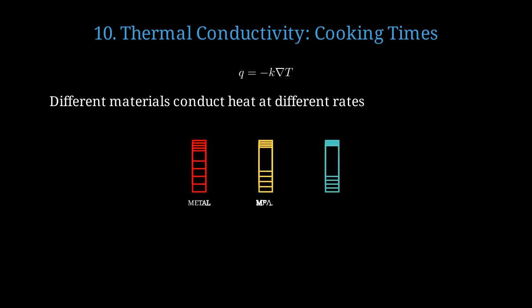Here we see heat conducting through different materials at different rates. Metal is fastest, then water, then meat is slowest. Let's look at some actual thermal conductivity values. Aluminum has a thermal conductivity around 200 watts per meter Kelvin. Water is about 0.6 watts per meter Kelvin, and meat is roughly 0.5 watts per meter Kelvin, similar to water since meat is mostly water.